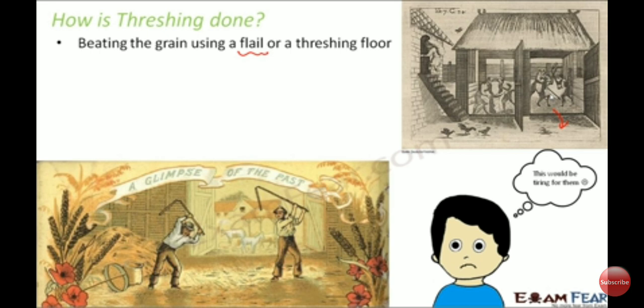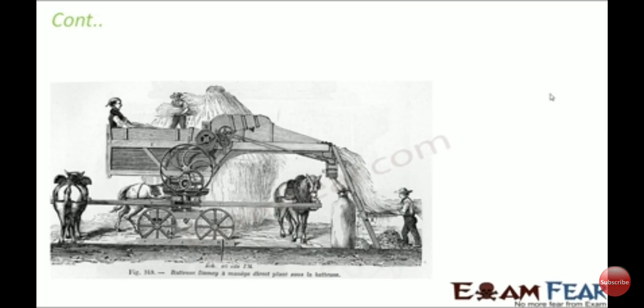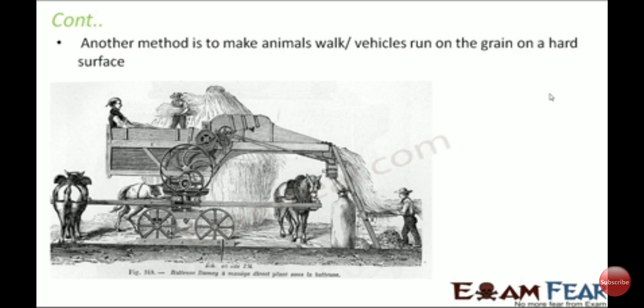Sometimes threshing is also done with the help of animals, but yes, again that is tiring for animals as well. This is a method where animals are made to walk on the grain on a hard surface. Basically a threshing floor is created where you have the grains and the stalks, and then the animals are asked to walk over them. That way also it is equivalent to beating.